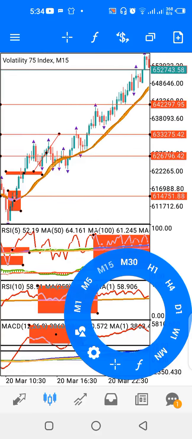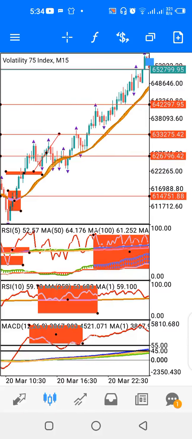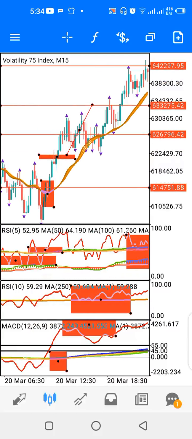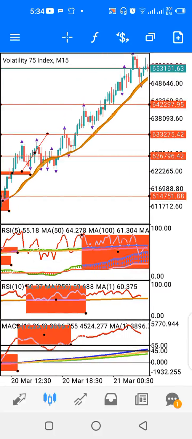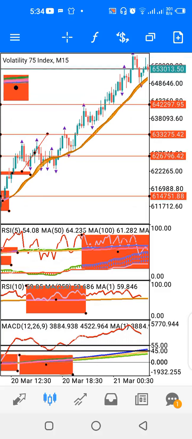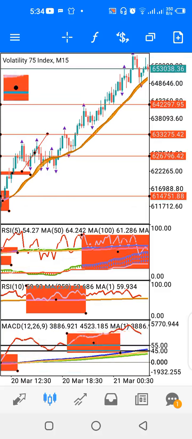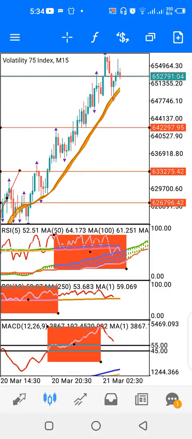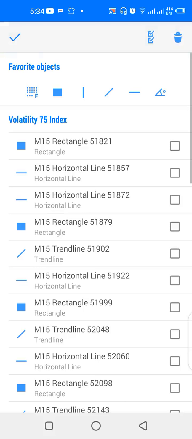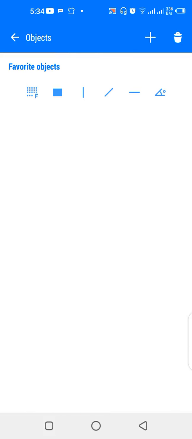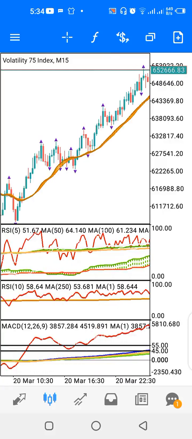You can see when it crosses above the moving averages around here, it's been buying, and it has not crossed back below the moving averages, so it's still in a bullish trend. So that's basically what the strategy is all about. It's a good strategy. Let's look at the settings.